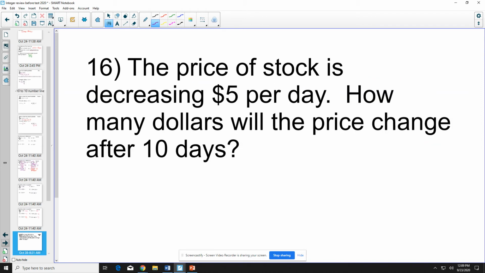All right, we're going to practice a couple of word problems. So take a look at 16. The price of stock is decreasing $5 per day. Okay, think about what decreasing means. On your paper, write either a +5 or a -5. How many dollars will the price change after 10 days? So this is going down $5 every day for 10 days. So think about, would I add, subtract, multiply, or divide? Okay, put your answer on your paper.